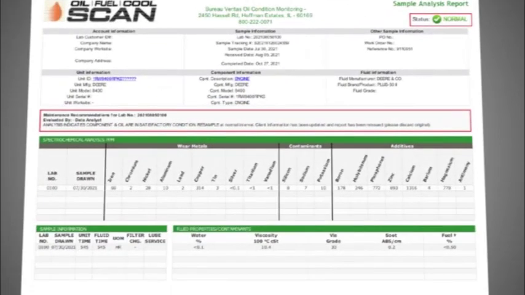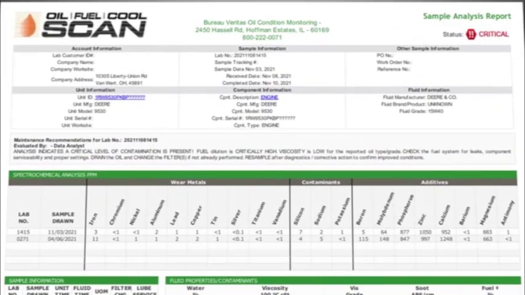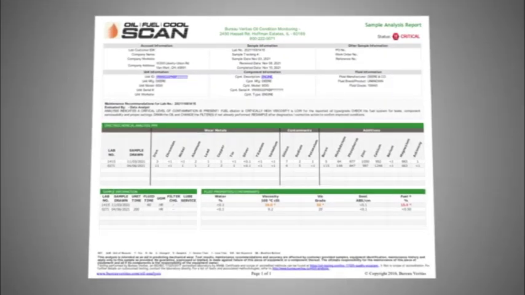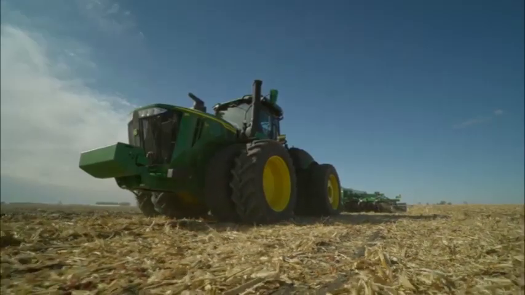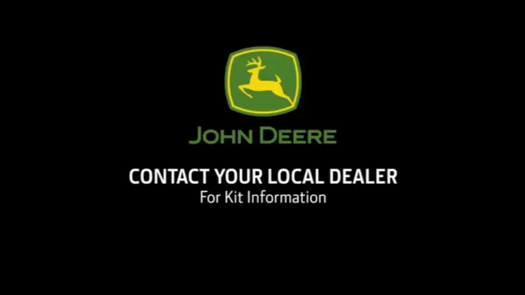The status at the top right-hand corner will indicate what needs to happen next. Normal results are the most common. However, critical results will provide you with recommended actions that should happen next. This may include inspection or additional samples to verify you have a problem. Proactive fluid analysis is another tool to maximize your equipment uptime.